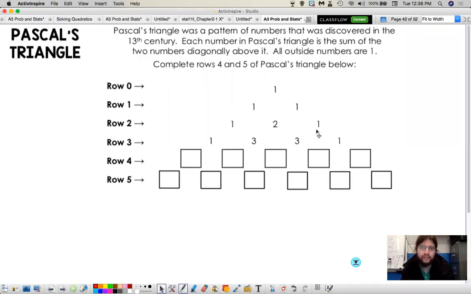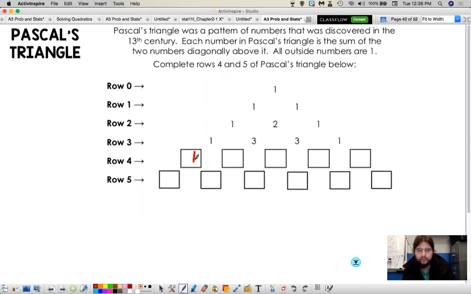All right, so let's take a little break from probability and go to Pascal's triangle. This will actually tie into probability, but for now, we're just going to stick straight to what is Pascal's triangle and how can we use it to distribute. So this dude back in the 13th century found this pattern of numbers.